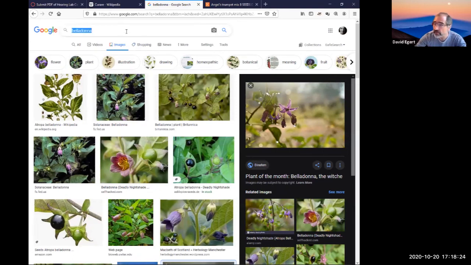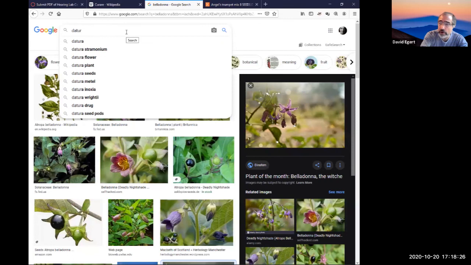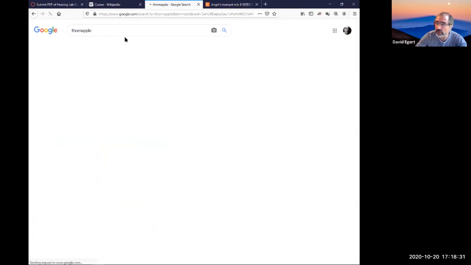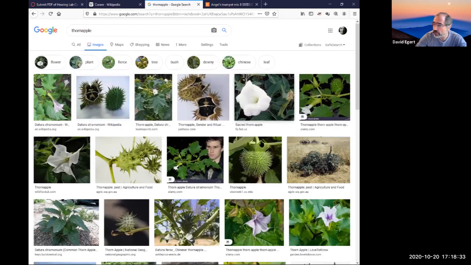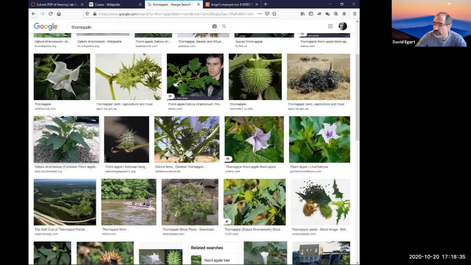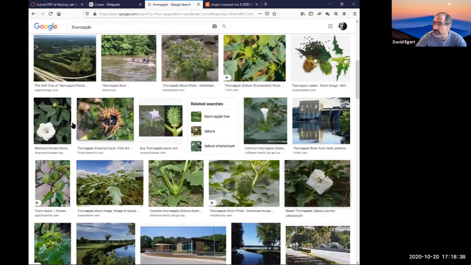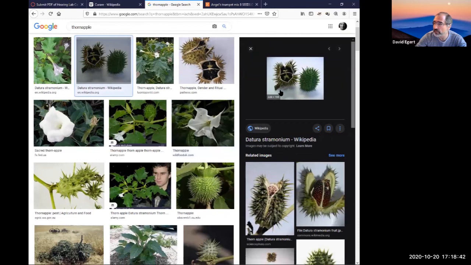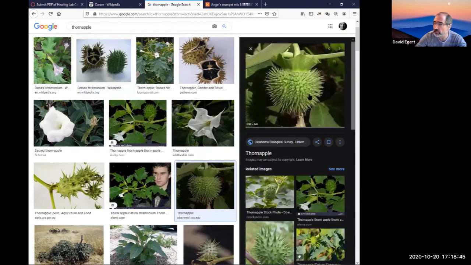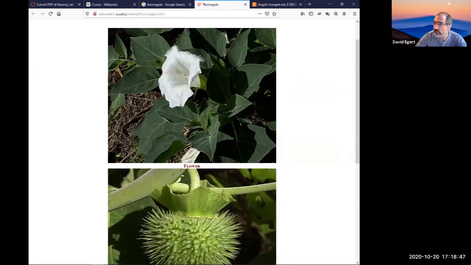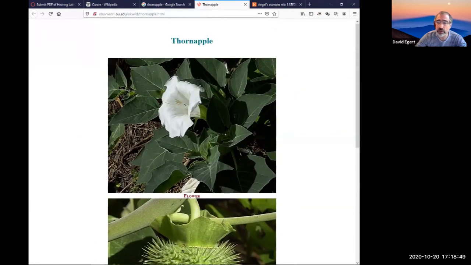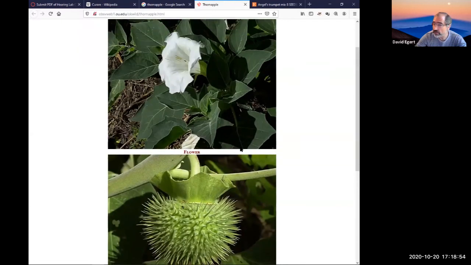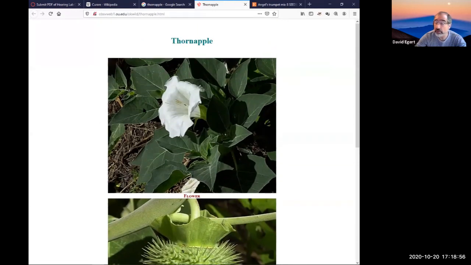Actually, just the Datura. Thorn Apple is the common name. You often just see this thing growing around. It's got these beautiful flowers, and then it has these crazy fruits. That's why it's called Thorn Apple. There it is. This is growing all over the place. But again, if you see it, don't eat it. But they smell great.